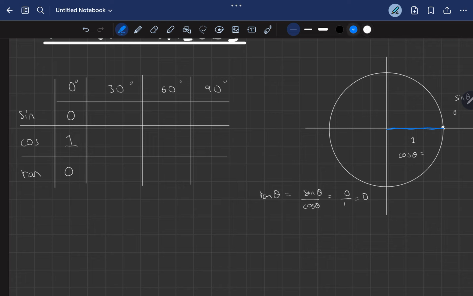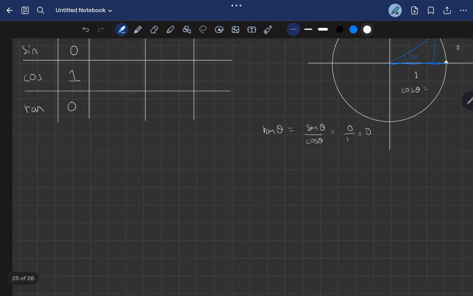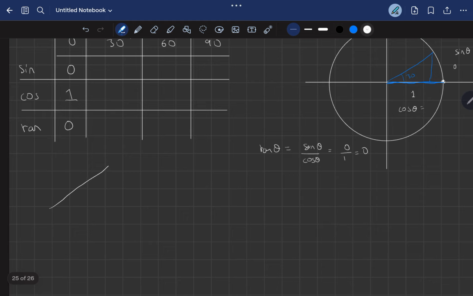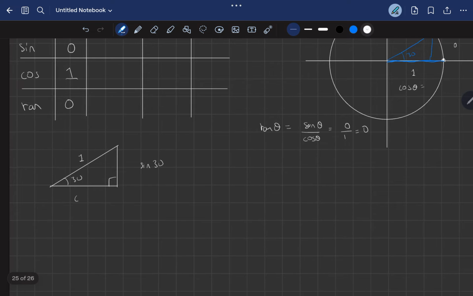Now, what about sine 30? So I'm trying to work out the height and the length for sine and cos. Let me draw over here, because there's a neat trick that we can use. This is 30 degrees, this is a right angle, this is 1. Now this side length represents sine 30, and this represents cos 30. I'm just going to rub out the cos 30 part to show you something. So we're going to first work out sine 30.